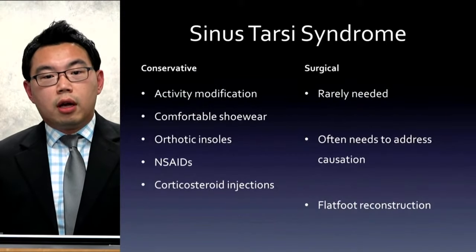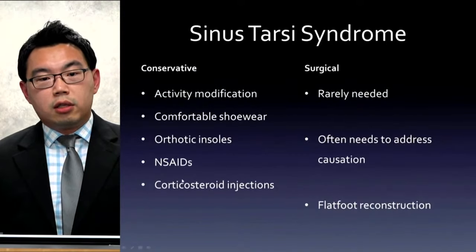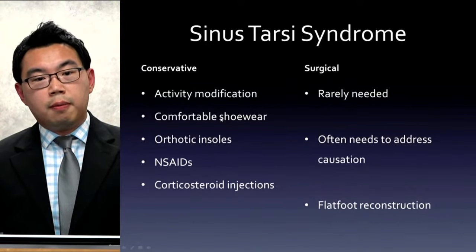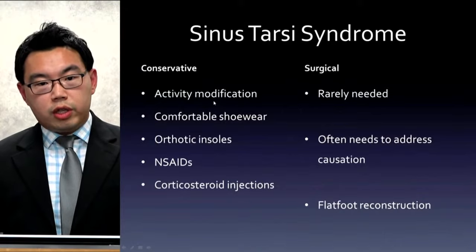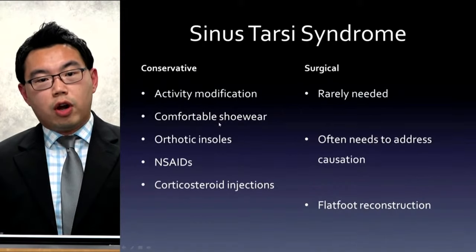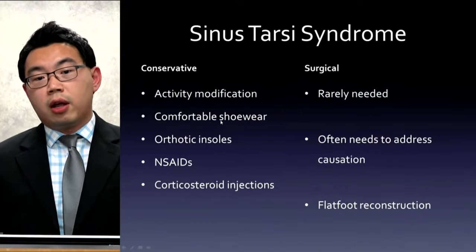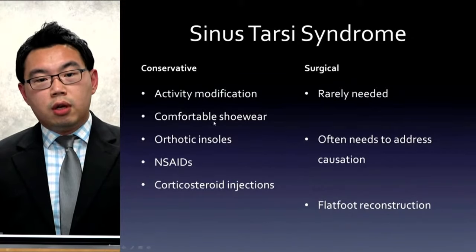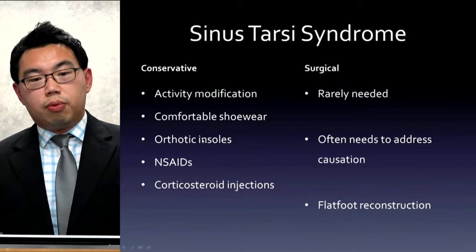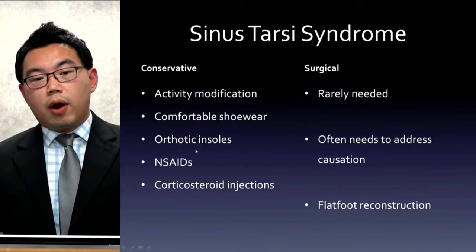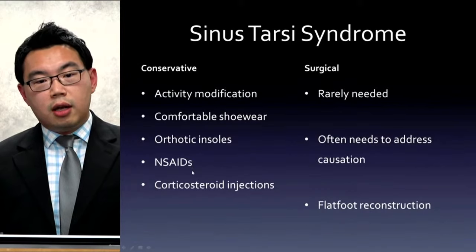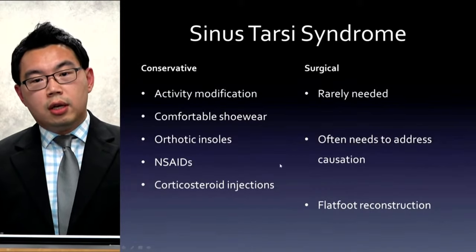What we do about it: still, the first line is conservative in nature. Usually, like I said, these patients have a flat foot deformity. So again, we do some activity modification, making sure we minimize weight-bearing activities as much as we can when they have acute inflammation. Orthotics, such as arch support, can somewhat correct the alignment, so we can minimize the pinching of the bone on the outside. Anti-inflammatory injections.